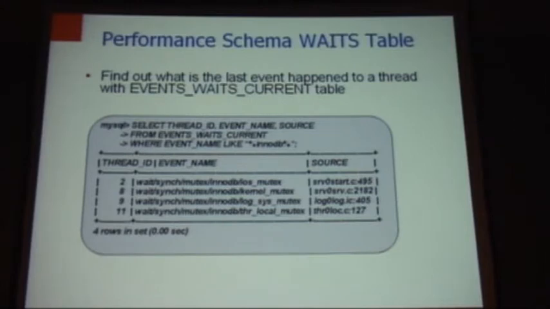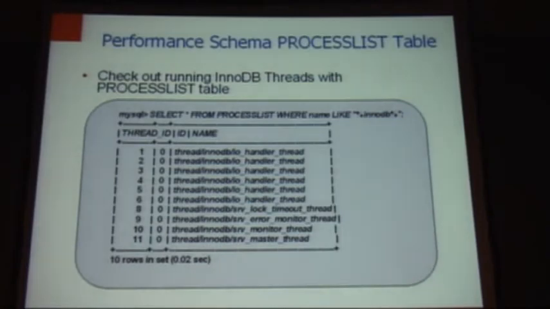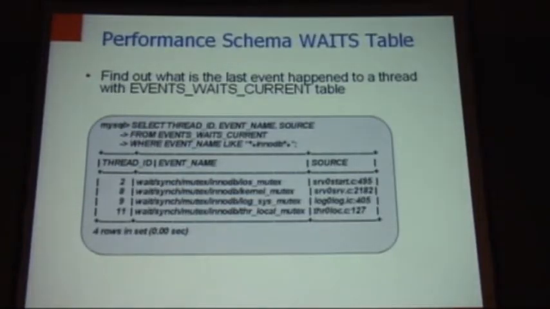So this is a table, this is the so-called waits table. This waits table actually gives you something interesting. It displays the last event that happened for a particular thread. So if you just look at the last slide about the process list, there's a thread ID. This thread ID is going to correspond to this particular thread ID here. And it could give you some interesting findings.